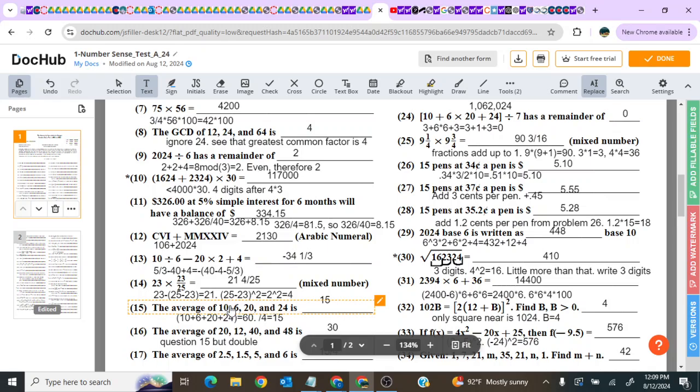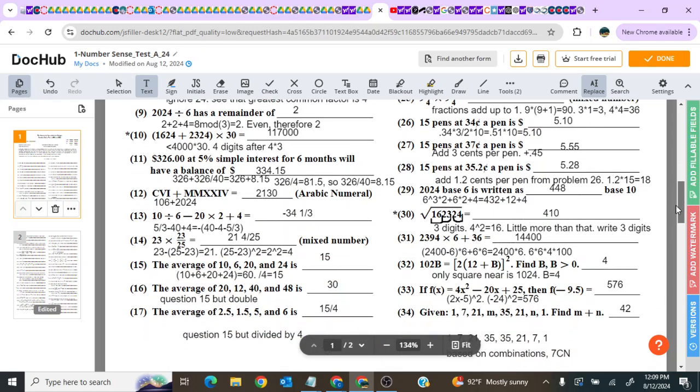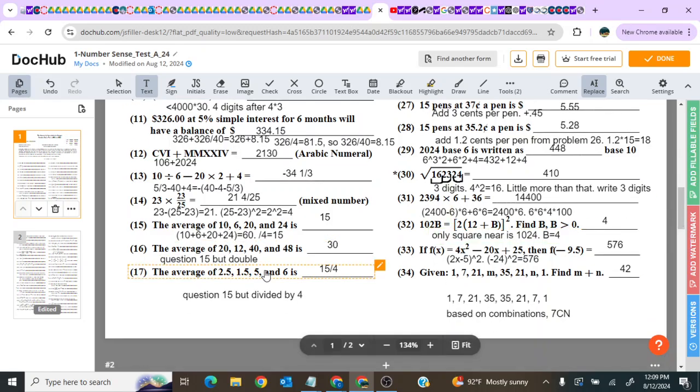The average of these 4 numbers, we'll add them together, divide it by the number of numbers. So 60 is what you get when adding them. Divide by 4 to get the 15, and that's your answer. Question 16 has all the same numbers except they're doubled, so double your average as well, and you get 30. And then 17 has the same numbers as question 15, but divided by 4, so you get 15 over 4.